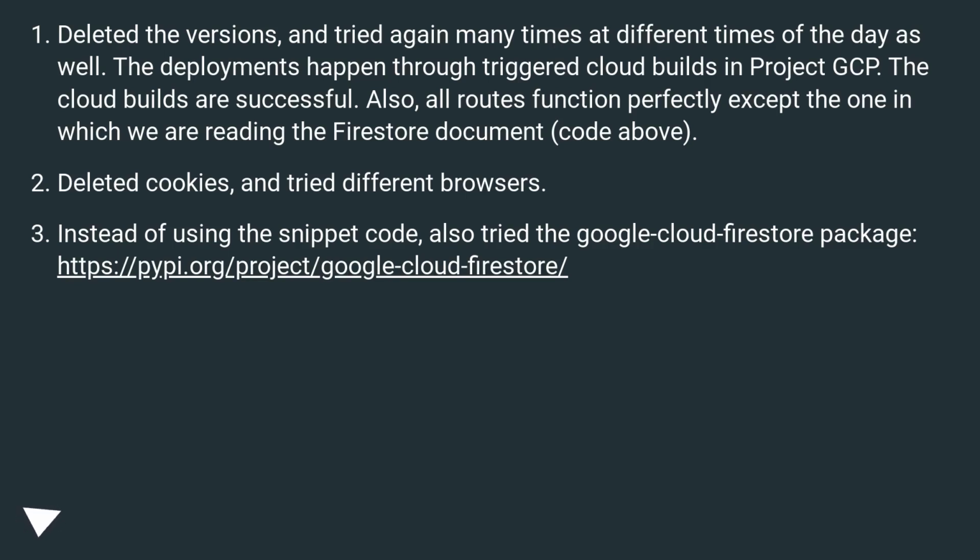The deployments happen through triggered Cloud Builds in Project GCP. The Cloud Builds are successful. Also, all routes function perfectly except the one in which we are reading the Firestore document, code above. Deleted cookies, and tried different browsers.